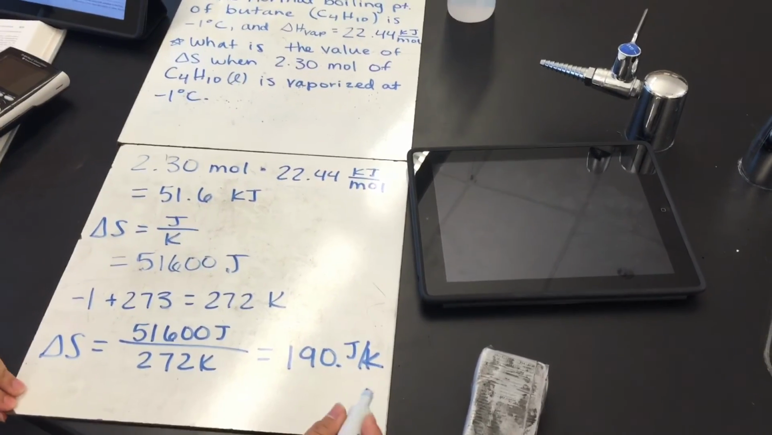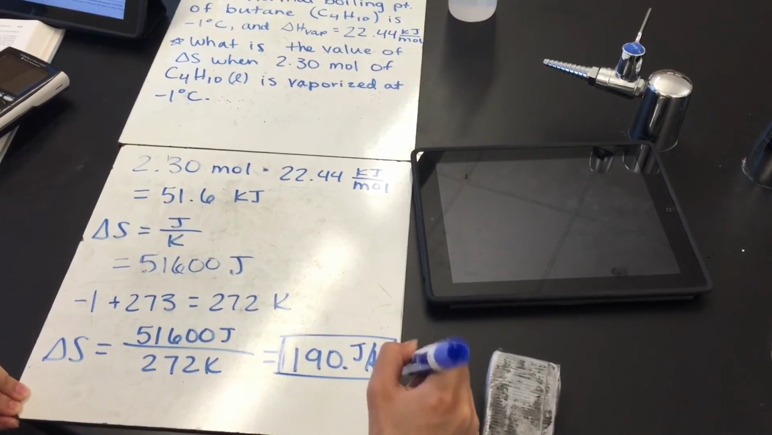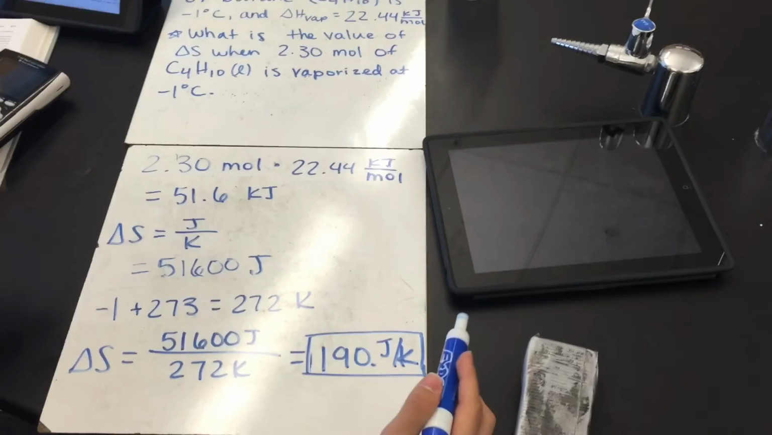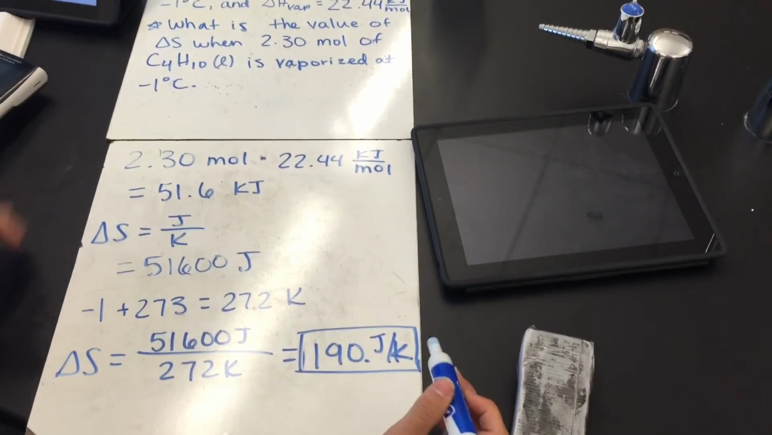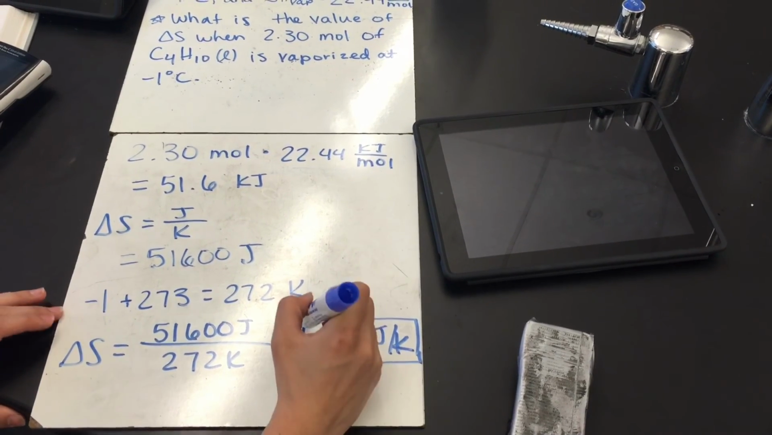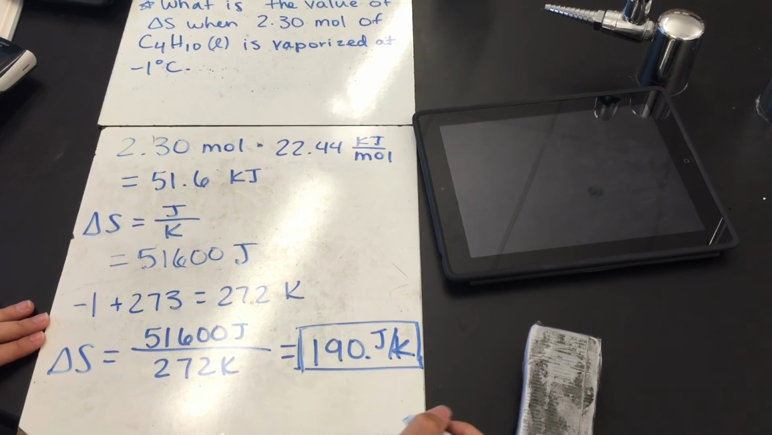And this change in entropy is positive. So you can tell that at -1 degree Celsius, butane is more likely to boil because the change in entropy is positive, the spontaneous process is more likely to occur.